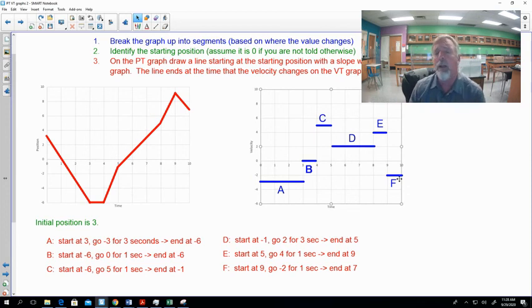Hopefully, this makes it a little bit easier to do your conversions from one type of graph to another. I'll put some sample problems out there. Guys, take a crack at those, and we'll talk more about these tomorrow.